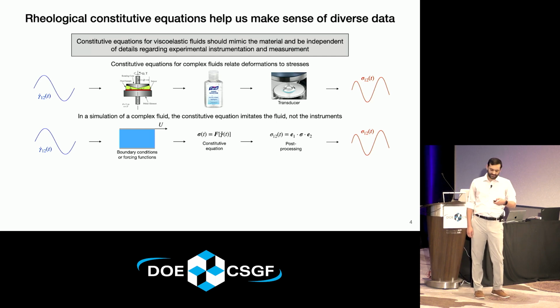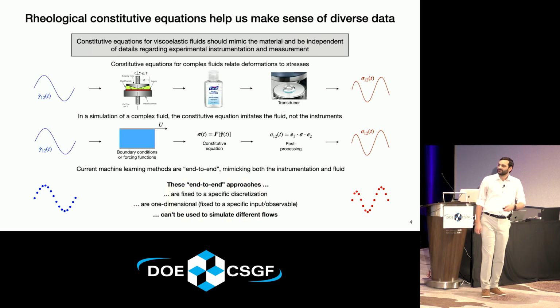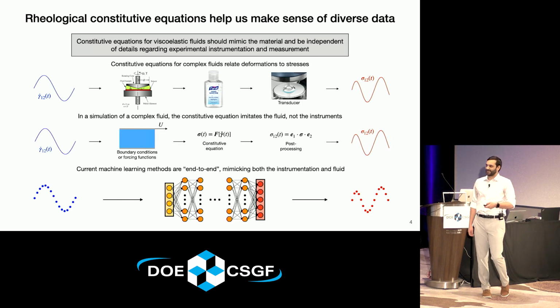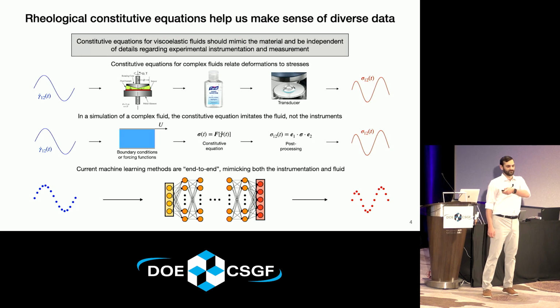But the machine learning constitutive equations that we have so far are really end-to-end. So they map directly from forcing function to data. And so they capture the boundary conditions and the post-processing all within their architecture. And this makes them really rigid.